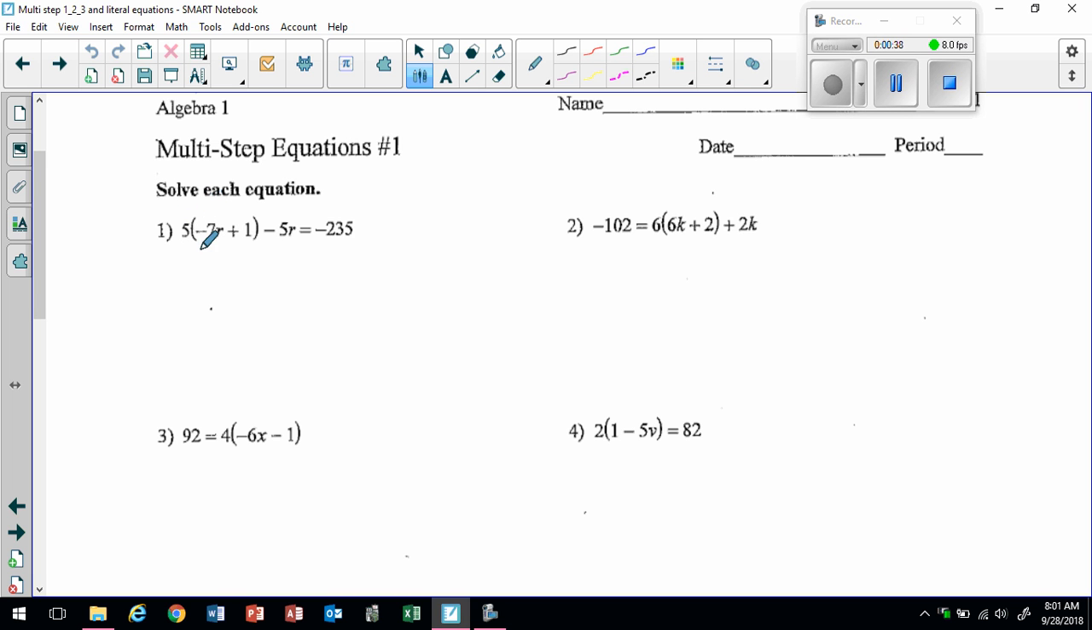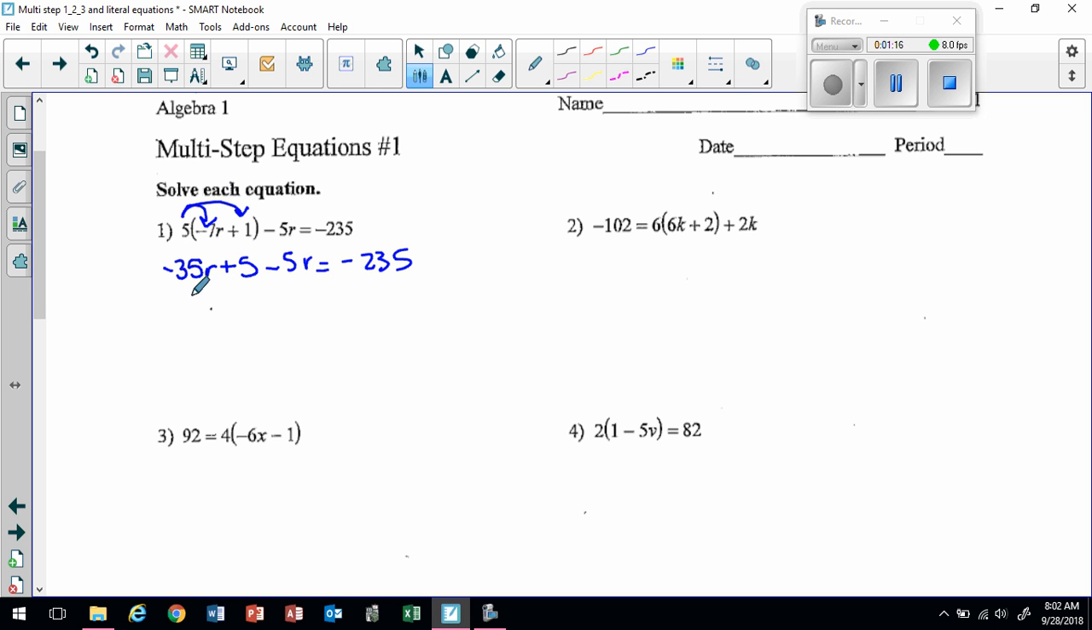So the first thing that we see is we see parentheses. When we see parentheses, we know we have to what? Distribute. When we distribute, the first thing we're going to distribute is the 5 to -7. That will give me a -35R. And then I have to distribute my 5 to the 1. And that will give me a +1. 5 times a +1 gives me 5. I'm going to bring down my -5R here. And then a -235.